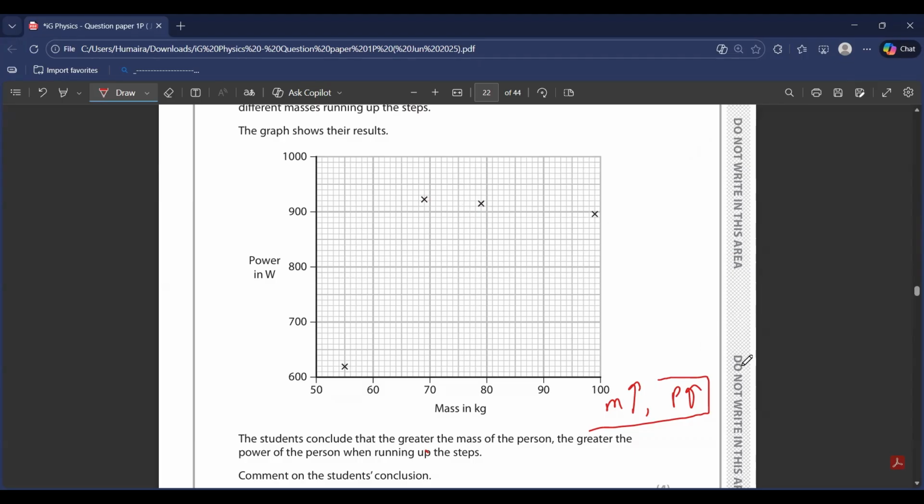We don't know what's happening for larger masses, right? So the student should repeat and see if this particular pattern continues, right? And then they are saying that the more the mass increases, the more the power increases, but that's not true. The more the mass is increasing, the power is decreasing slightly.